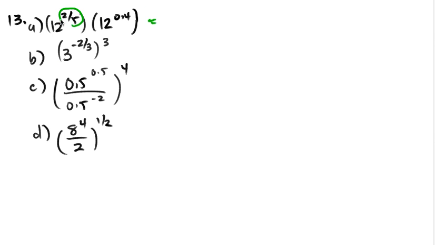13, so I have the same base multiplied, so I add these exponents. This is like the other one where it's easier to think about this as a decimal place. So 0.4 plus 0.4 is to the 0.8. You'll need a calculator to finish that one off.